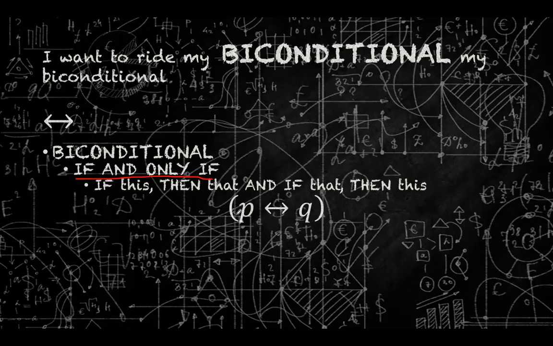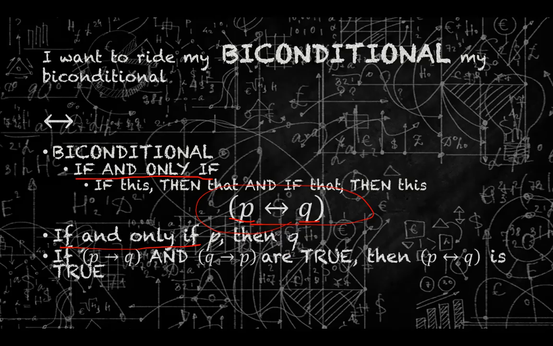So if P, then Q, and if Q, then P. And the way we say that is if and only if P, then Q. Okay? So this is just the way we say it. But if you want to read this as if P, then Q, and if Q, then P, if that helps you, that's fine. Okay?